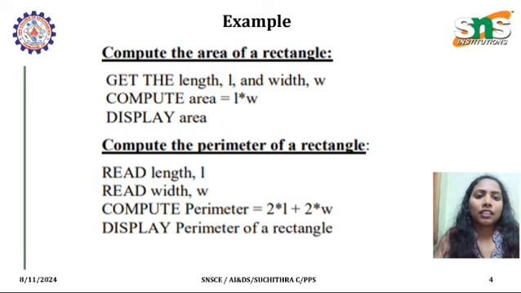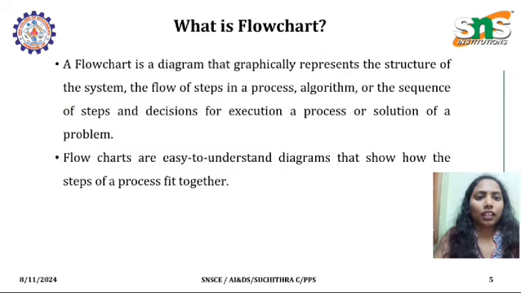Compute the perimeter of the rectangle. Read length L. Read width W. Compute perimeter equal to 2 into L plus 2 into W. Display perimeter of the rectangle.